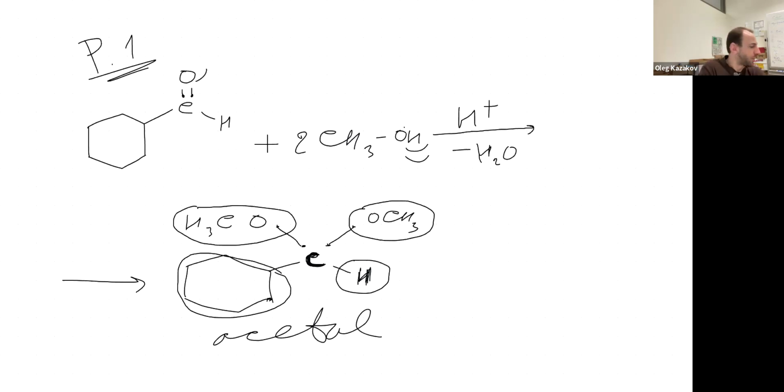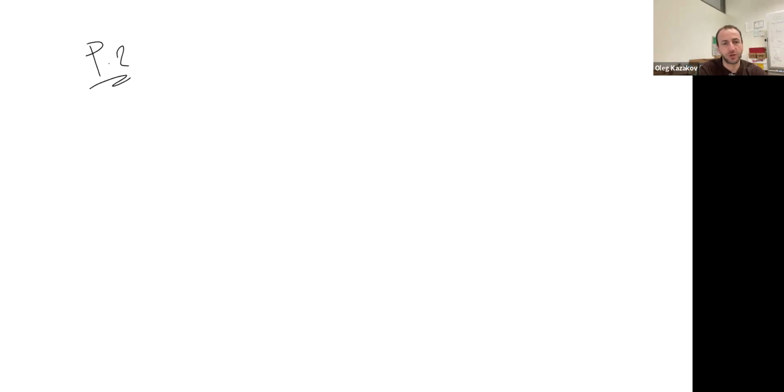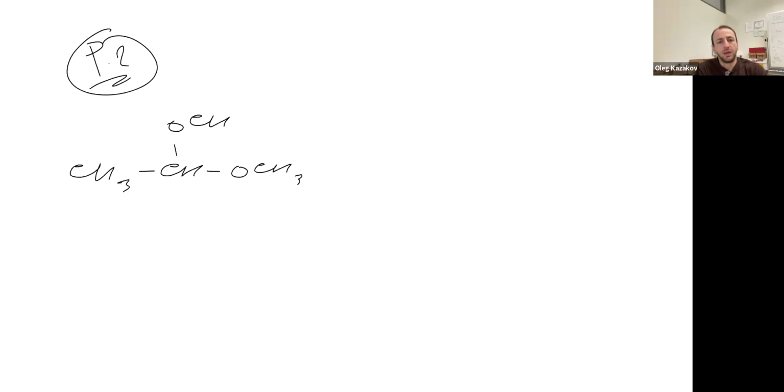Anyway, so now let's move on to problem number 2. So here we go ahead and take a look at the reverse formation. So P2, hydrolysis. So what is that? So here we recognize H, CH3, OCH3, just like we talked about now. So this is an acetal, right?